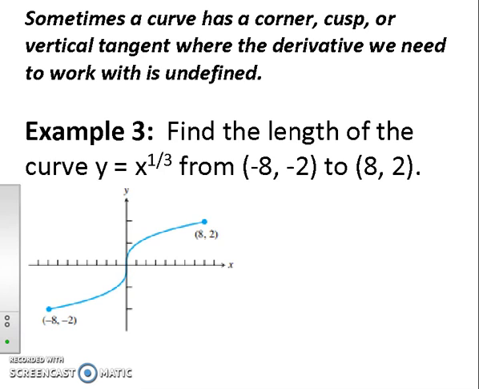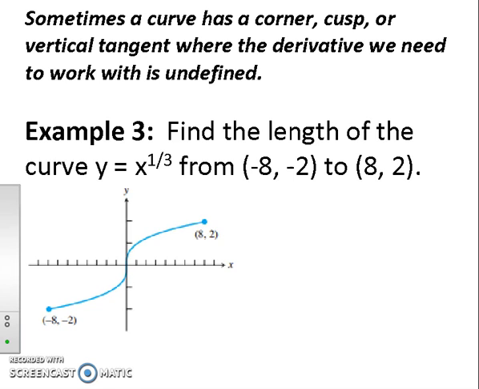So sometimes you have a curve that's not differentiable somewhere in your interval. Like for example here with y equals x to the 1/3, if we're going from -8 to +8, we have a vertical tangent line at x equals 0. So when you have that situation, you can't apply the arc length formula to it if it's not differentiable on the whole curve.